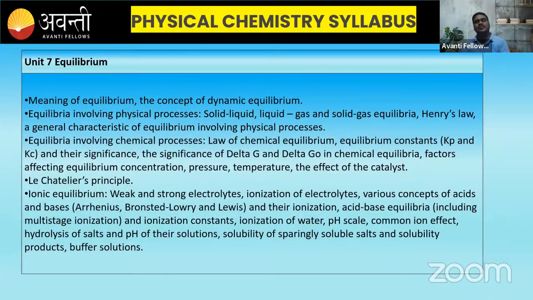In ionic equilibrium, basically what we covered are weak and strong electrolytes, ionization of electrolytes, various concepts of acid and base, like the Arrhenius concept, Bronsted-Lowry concept, and Lewis concept, and their ionization, acid-base equilibrium, pH scale, common ion effect, hydrolysis of salt, pH of their solution, and solubility. These all things we are going to cover in the ionic equilibrium part. I hope this is clear to you. Is it clear to everyone? What are we going to do in this chapter, equilibrium?